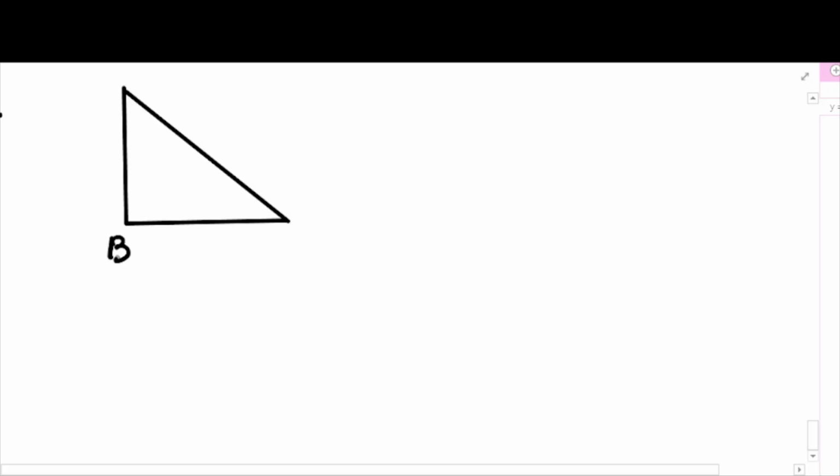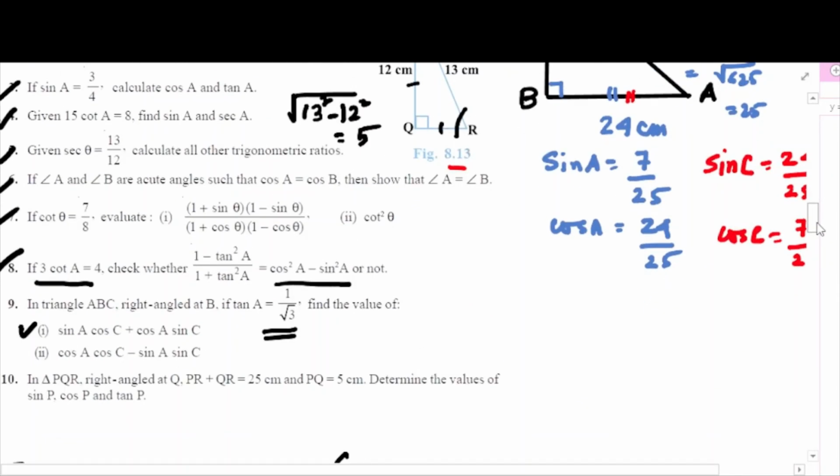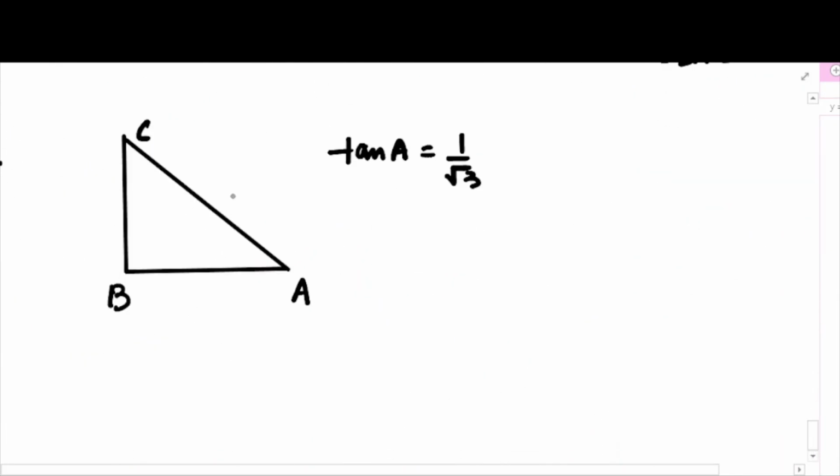Question number 9. So we have one triangle here, right angle at B. This is A, this is C. The value of tan A is given as 1 by root 3. What we have to find out? We have to find the value of sin A cos C plus cos A sin C.